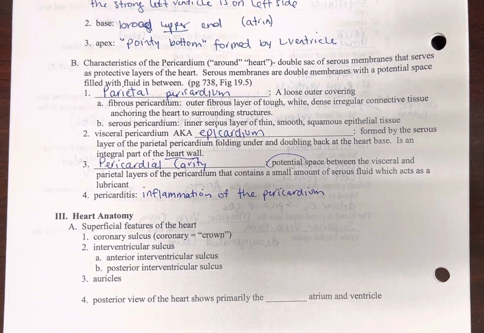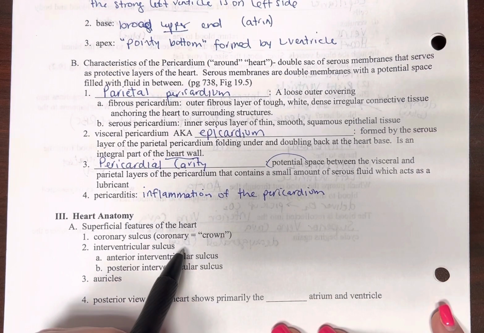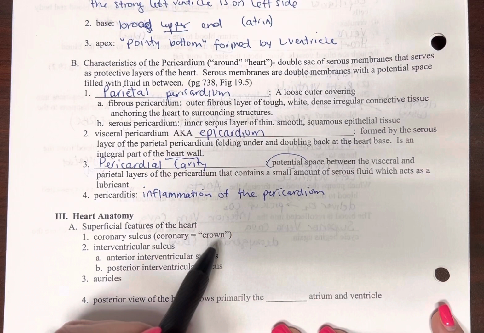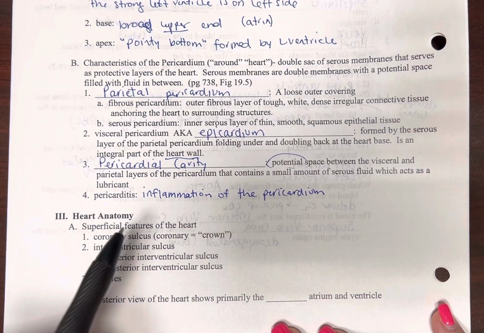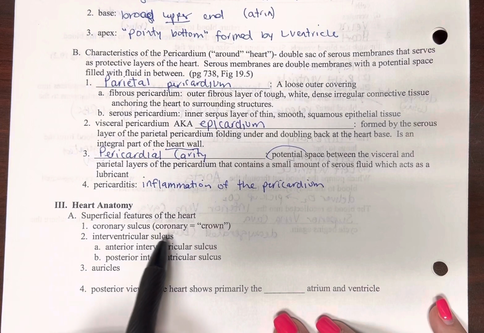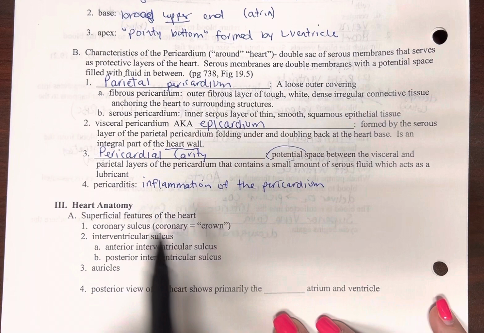So the heart has what's called a coronary sulcus, depending on your preferred pronunciation. Coronary means crown, and a sulcus would be like a depression, kind of like a canyon, perhaps. This one is around the width of the heart.